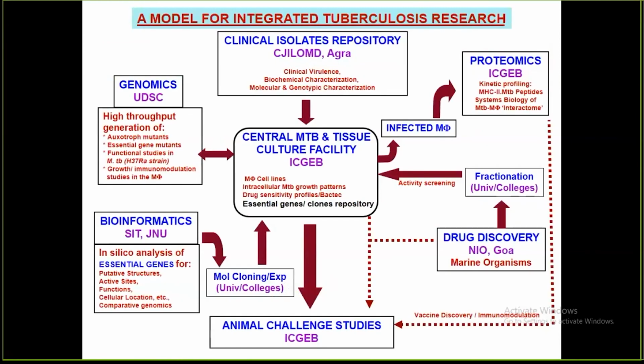So this is how, conceptually, we brought together people. At that time, we conceived that there will be a central MTB and tissue culture facility at ICGEB, which will receive very well characterized clinical samples, clinical isolates from Central JALMA Institute of Leprosy and other mycobacterial diseases, Agra. This is famous as JALMA Institute. We brought together people from University of Delhi South Campus to look at the genomics part. And ICGEB will take up the proteomics part.